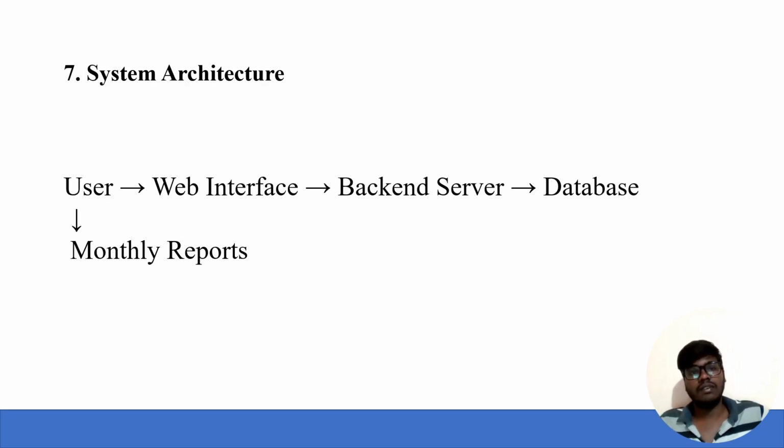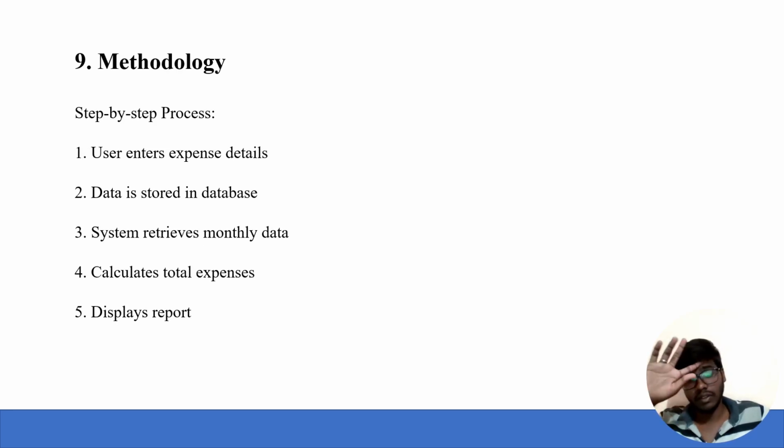This is the system architecture. In the system architecture, we have the user and the web interface, then the backend server, the database, and the monthly reports. Here, the user adds the expenses into the web interface, and the backend stores all the expenses so that you can have budget planning. This is all about the system architecture. And then we are moving towards the methodology.